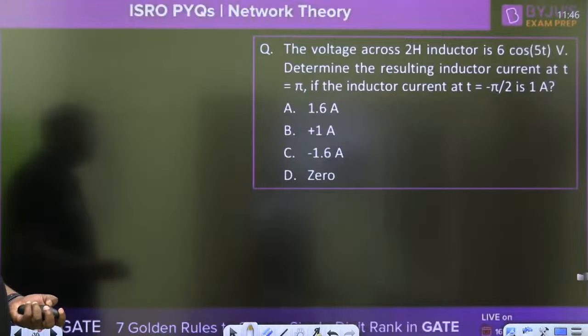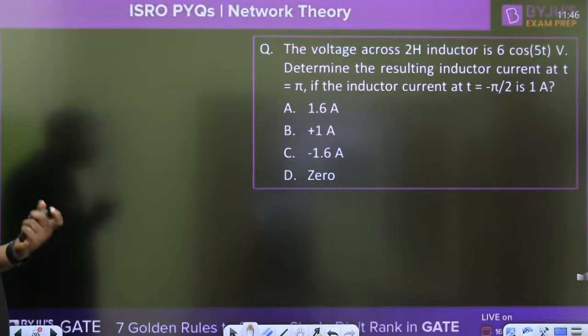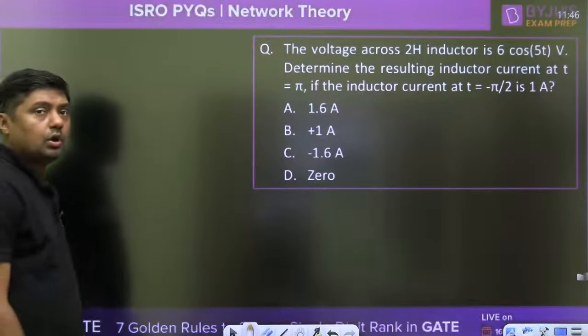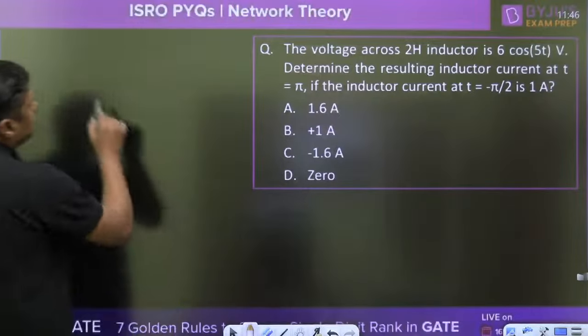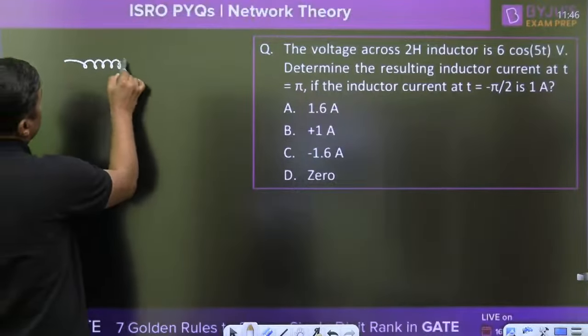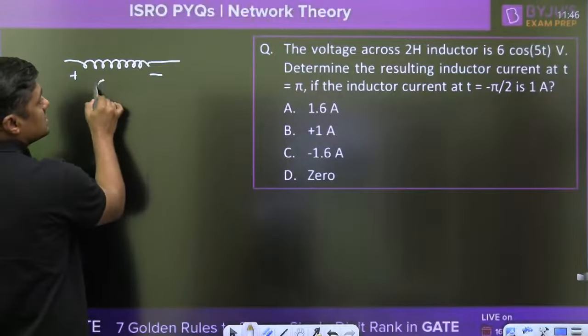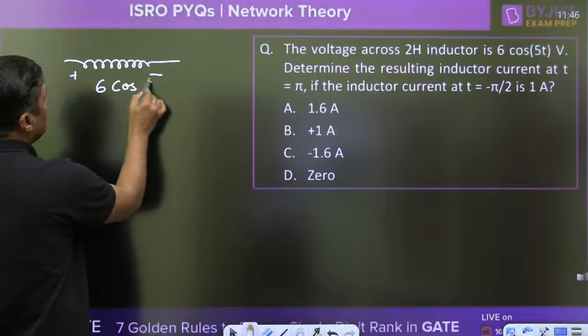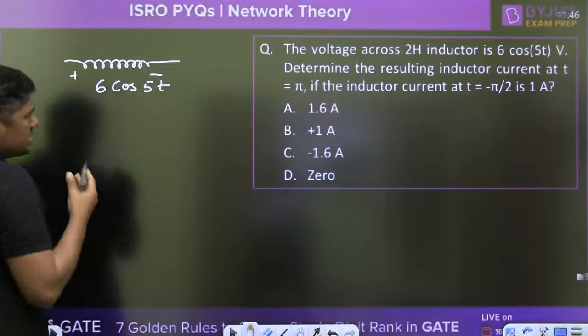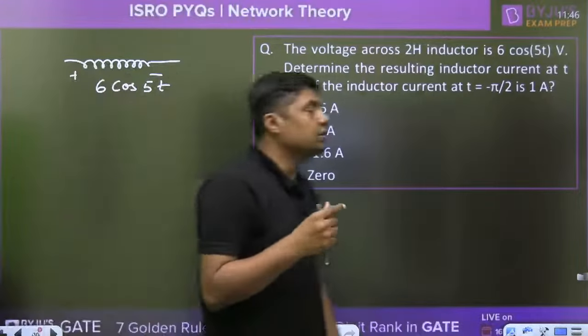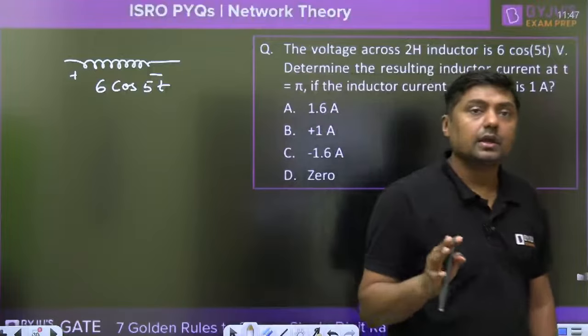Now, I am giving you the hint. The voltage across a 2 Henry inductor is 6 cos of 5t. Voltage across any inductor is given as 6 cos of 5t. The initial current is not given. What is the initial current through it? It is not mentioned here.